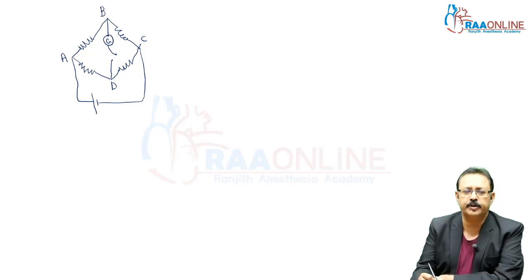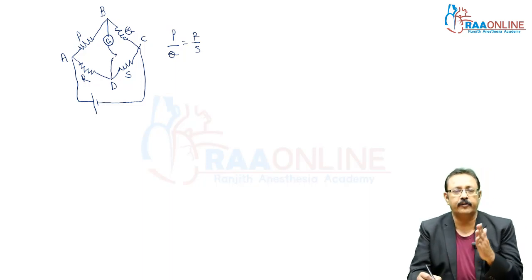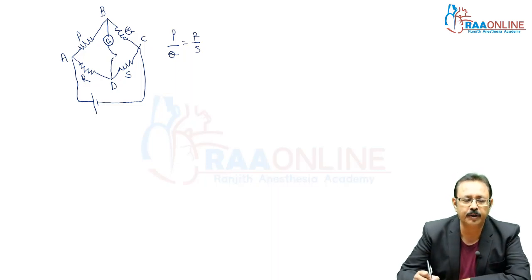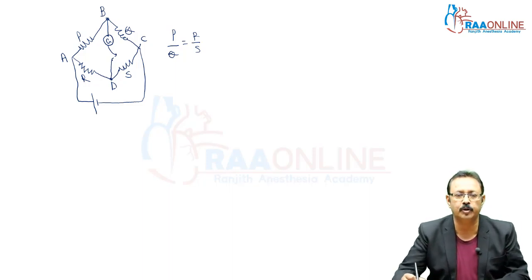What is the principle of Wheatstone bridge? We proved in our theoretical derivations that if P upon Q is equals to R upon S, you will not get any current in this branch. Means deflection in galvanometer will become 0. It means if P upon Q is equals to R upon S, at this time B and D, they will be at same potential, so current will not flow in this branch. So if there is resistance, we can ignore that resistance. It is the principle of Wheatstone bridge.